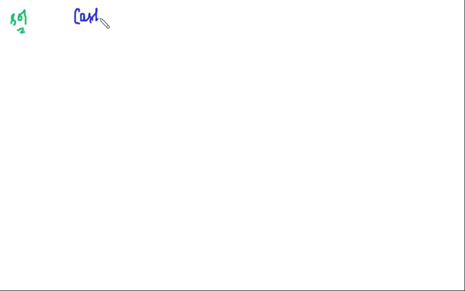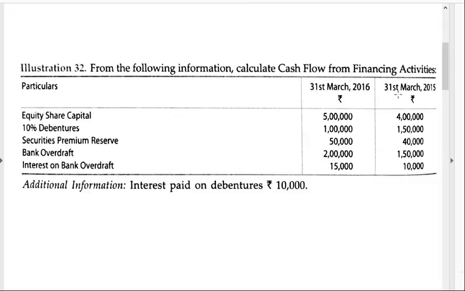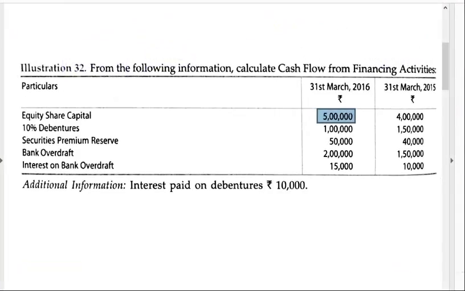Right? I'll say cash flow from financing activities. Clear? The first thing is equity share capital. If you see, the opening balance of equity share capital is 4 lakh, the closing balance is 5 lakhs. That means during the year we have raised equity share capital of 1 lakh. Right? Documents, receipts amounting to 1 lakh we have issued to the public, and we have taken money from the public amounting to 1 lakh. So I can say issue of shares. Now this is a cash inflow for us because money is coming into the pocket. So 1 lakh. Second is 10% debentures.